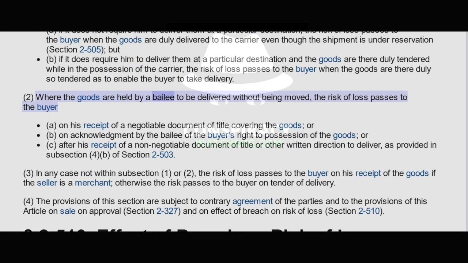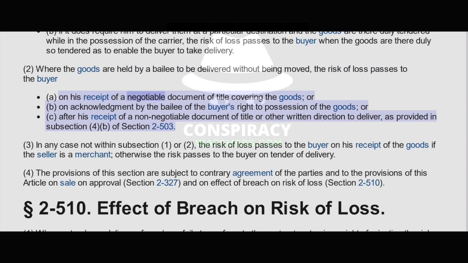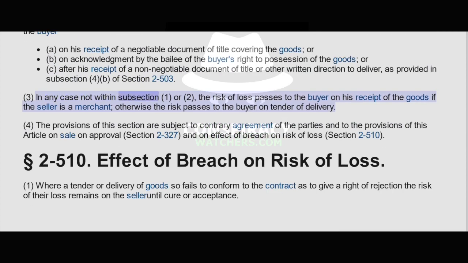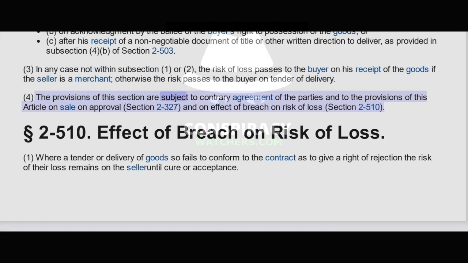(2) Where the goods are held by a bailee to be delivered without being moved, the risk of loss passes to the buyer (a) on his receipt of a negotiable document of title covering the goods; or (b) on acknowledgement by the bailee of the buyer's right to possession of the goods; or (c) after his receipt of a non-negotiable document of title or other written direction to deliver, as provided in subsection (4)(b) of Section 2-503. (3) In any case not within subsection (1) or (2), the risk of loss passes to the buyer on his receipt of the goods if the seller is a merchant; otherwise the risk passes to the buyer on tender of delivery. (4) The provisions of this section are subject to contrary agreement of the parties and to the provisions of this Article on sale on approval and on effect of breach on risk of loss.